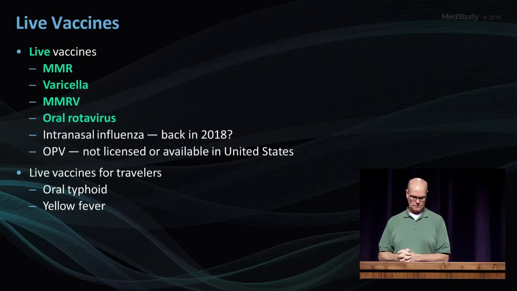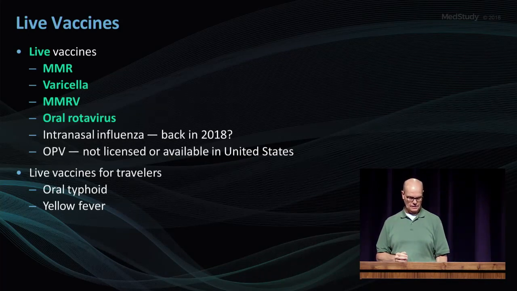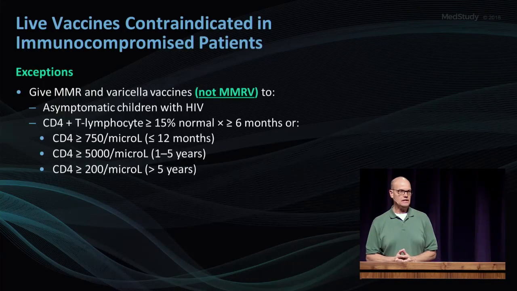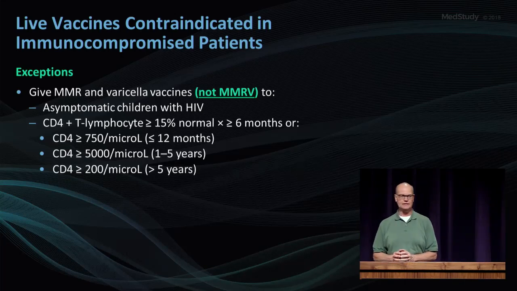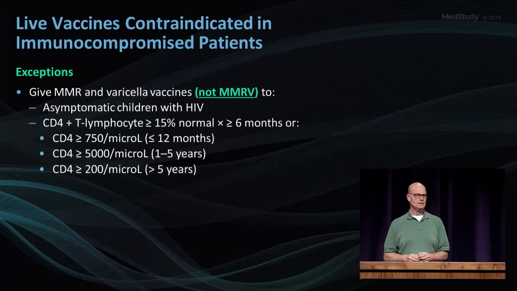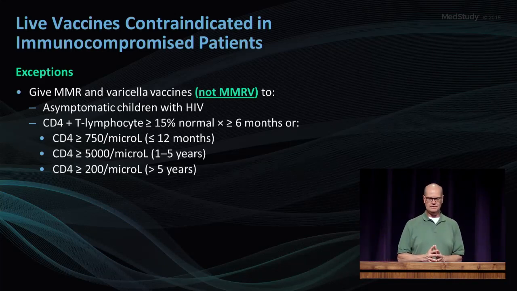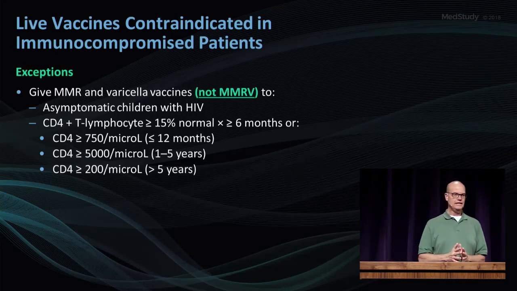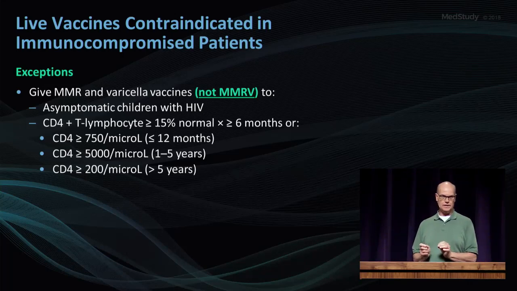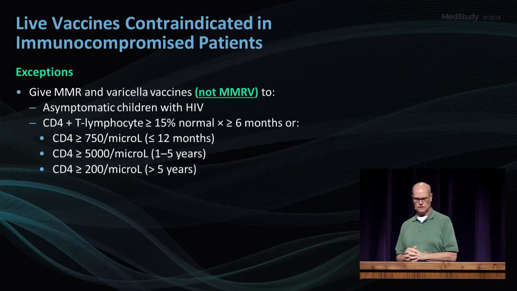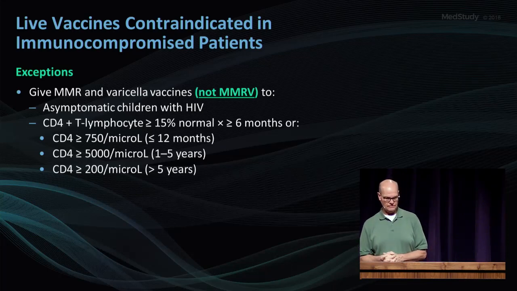And we'll talk a little bit about OPV. But the ones you need to keep in mind: MMR, varicella, the combination MMR-V vaccine, and rotavirus. And keep in mind that this is important because live vaccines are contraindicated in immunocompromised patients. There's always an exception, and the exception is to give the MMR and the varicella vaccines, not the combination vaccine, but the individual vaccines, to asymptomatic children with HIV.